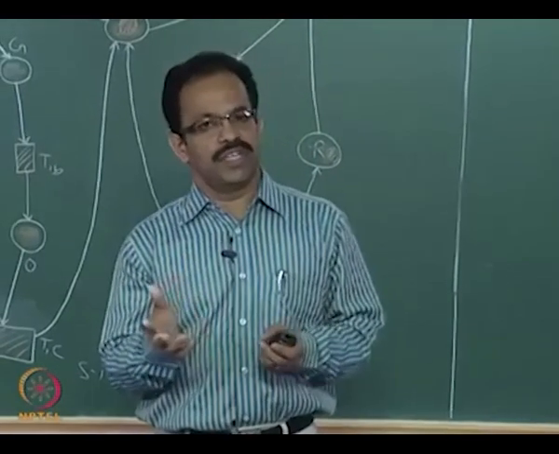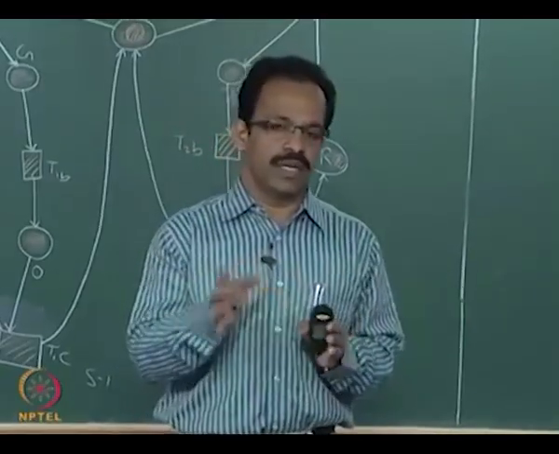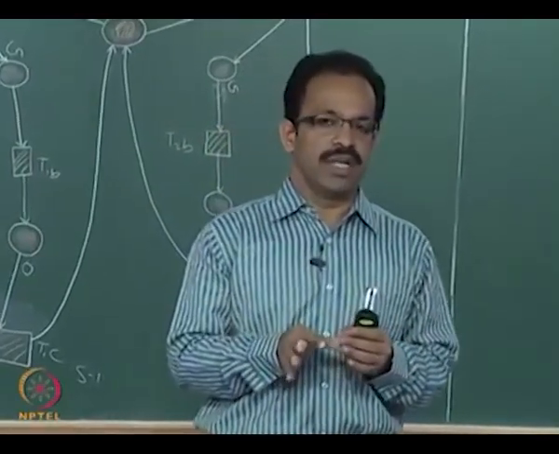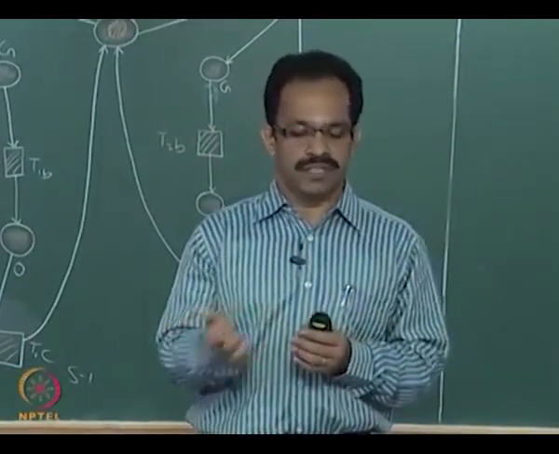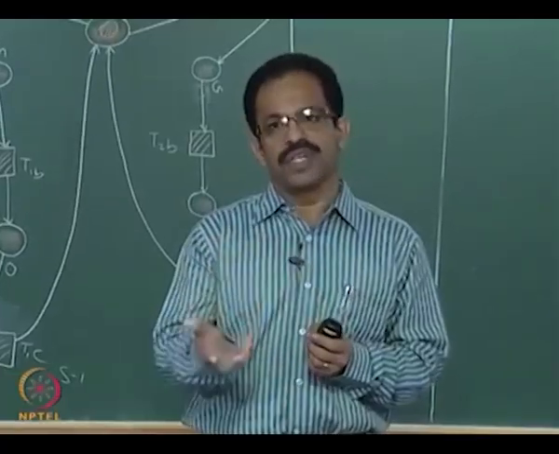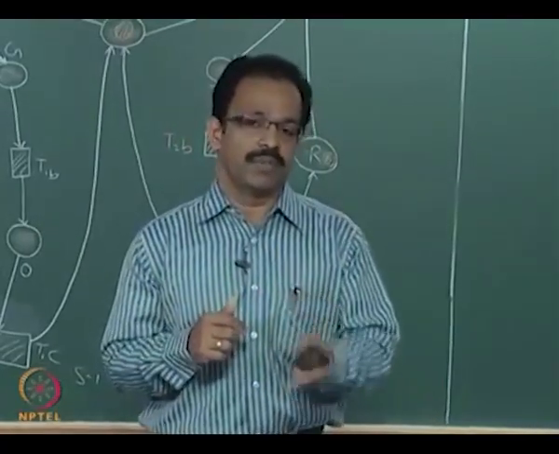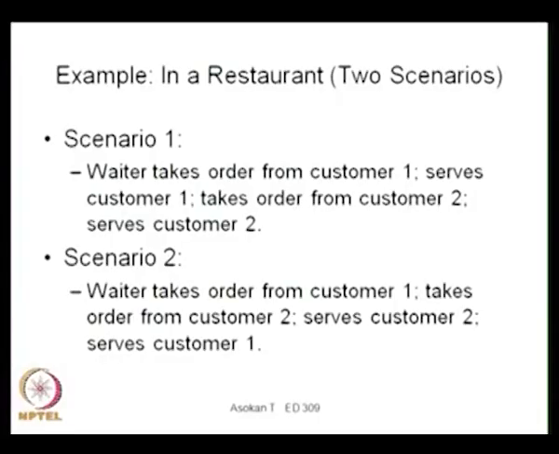So as I mentioned, Petri net can actually show all the dynamics, behavioral dynamics, and can show the concurrency and the synchronization. The same way we can represent this situation using Petri net. So you can see here, we have two scenarios we are representing. The scenario 1 is that the waiter takes order from customer 1 and serves customer 1, takes order from customer 2, serves customer 2. Customer 2 will be waiting till customer 1 is served.